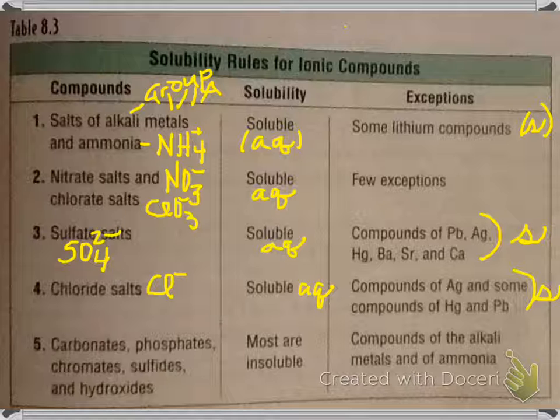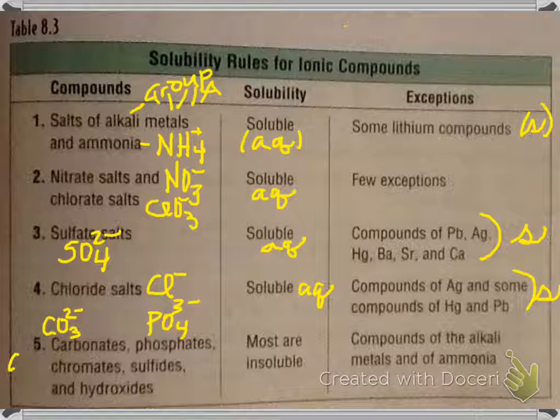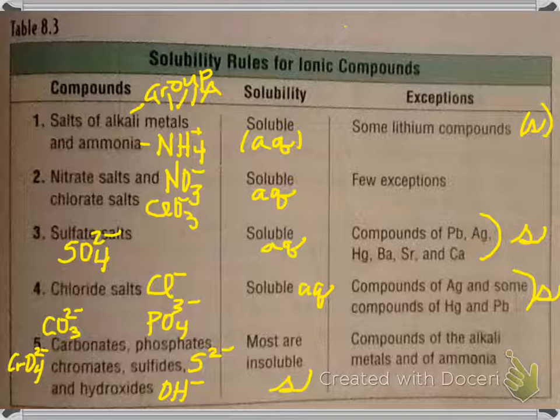Rule number 5, we have carbonates, which are CO3 -2. Phosphates, that's PO4 -3. Chromates, that's CrO4 -2. Sulfides, that's S with a -2 charge. And hydroxides, OH -1 charge. Most are insoluble. That means that these are going to get a solid.